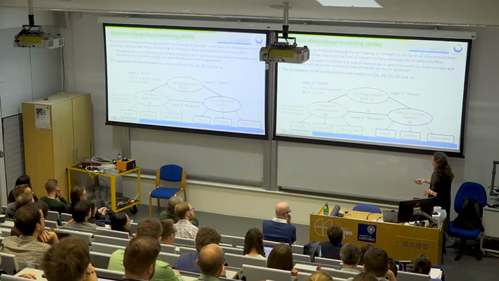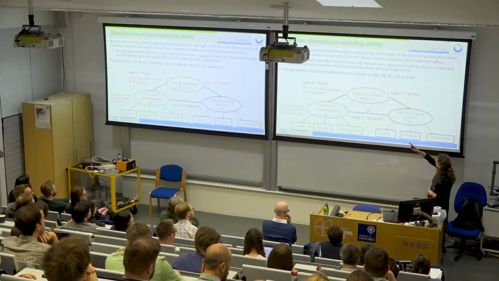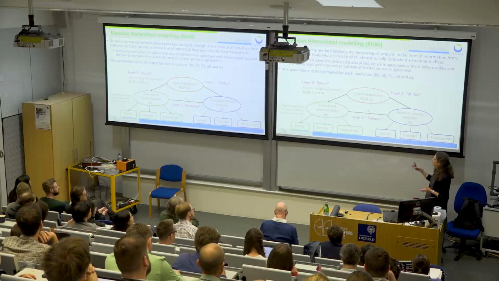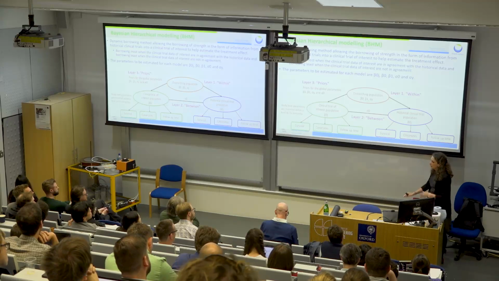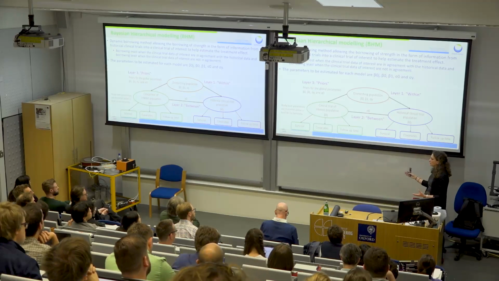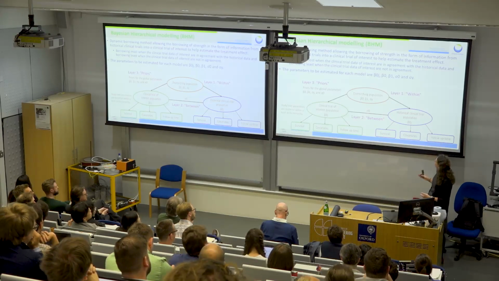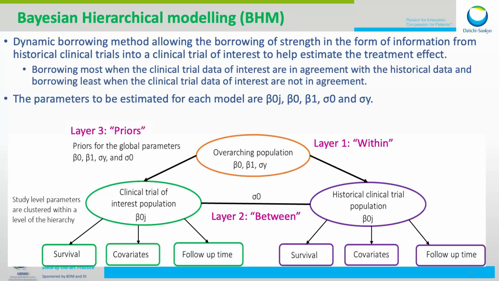So the first layer is sort of within the layers, or within that overarching, or what we call the global population, and the trial of interest populations. Okay, within that you sort of have a global intercept, so that's going to be sort of your global survival, right, across that overarching population. You're going to have a global treatment effect, and you're going to have the variability that's within your groups across your mean survival model.